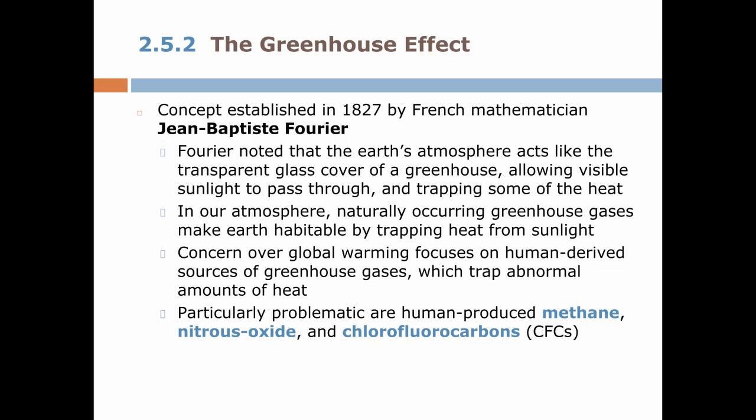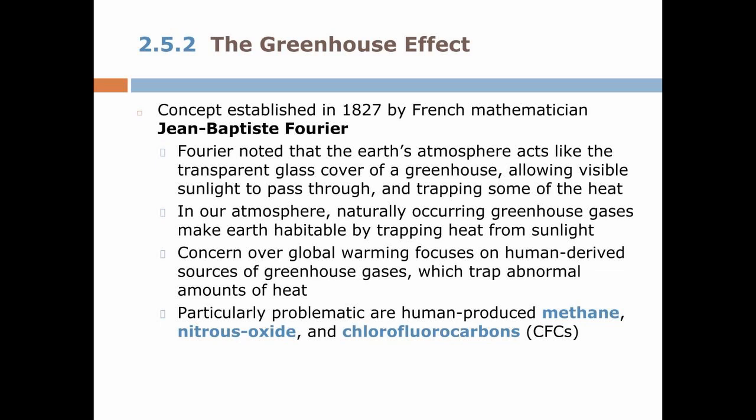In our atmosphere, naturally occurring greenhouse gases make Earth habitable by trapping heat from sunlight. The greenhouse effect needs to exist in order for the Earth to stay warm. Otherwise, the heat from the Earth would travel out into the solar system.